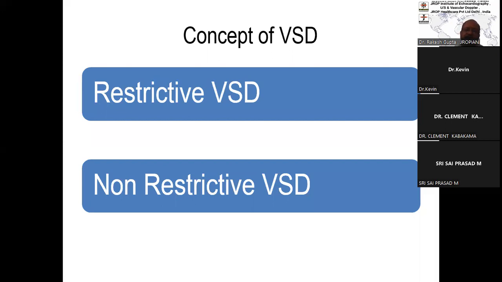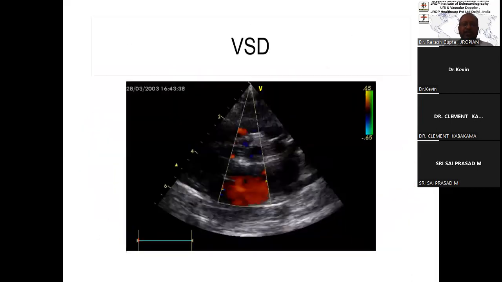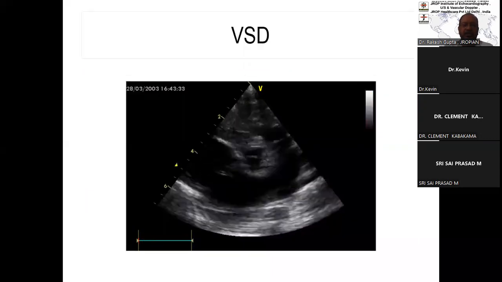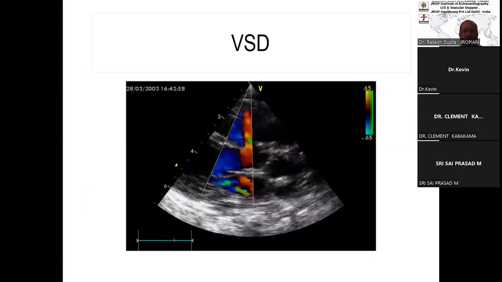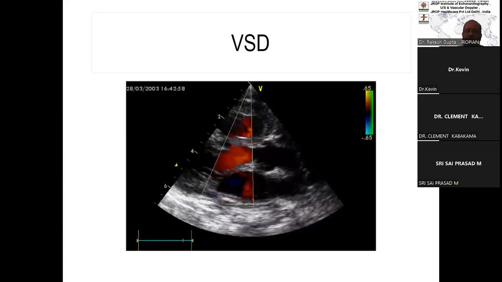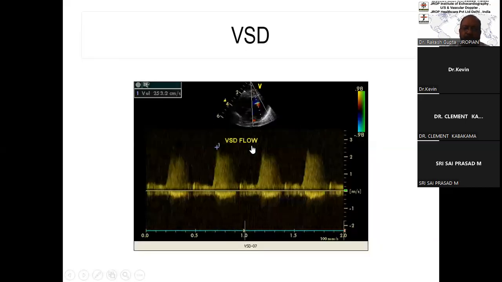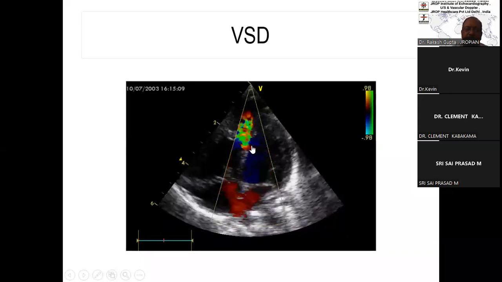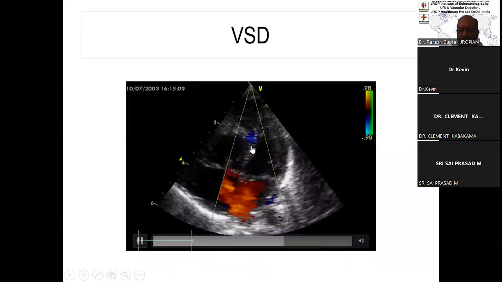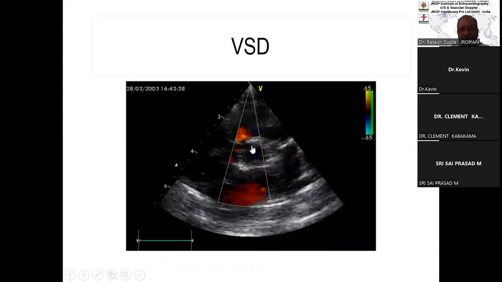Next comes the concept of VSD, whether it's restrictive versus non-restrictive. Restrictive means when the hole is smaller and the gradient across the VSD is larger. Non-restrictive means when the hole is bigger and the gradient is smaller. So if I look at the previous image over here, this is known as a larger hole, non-restrictive VSD. Smaller hole, restrictive VSD. What is the implication of restrictive versus non-restrictive VSD?